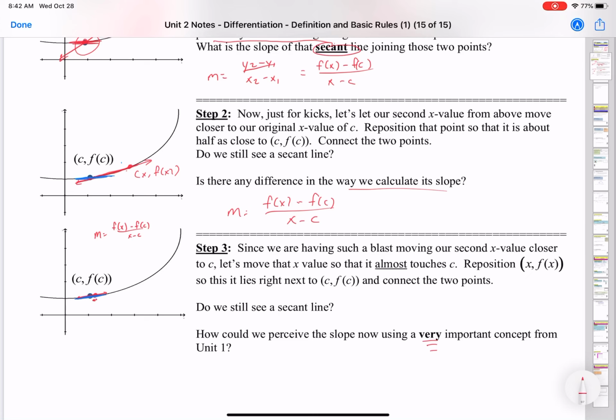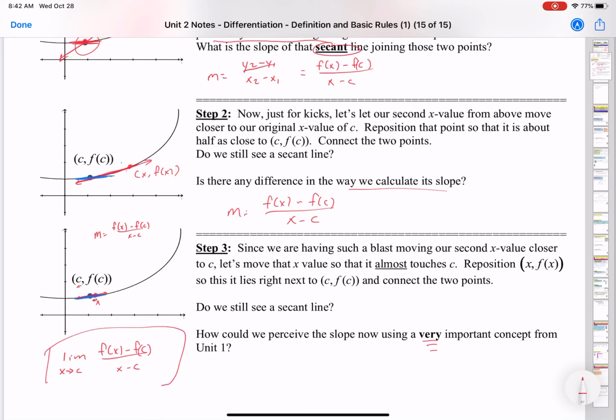So what we're actually doing is the limit as x approaches c, as the x coordinates get really close together, as this coordinate x is approaching this coordinate c. So the two points are getting super close together. And what are we finding the limit of? Well, we're finding the limit of the slope formula: f of x minus f of c over x minus c.